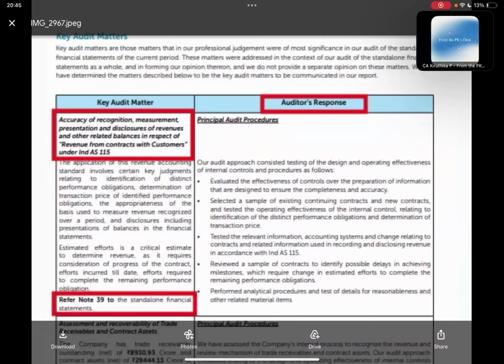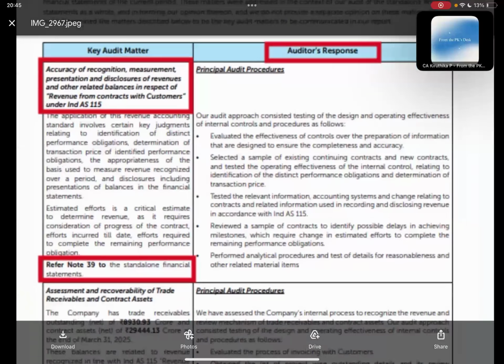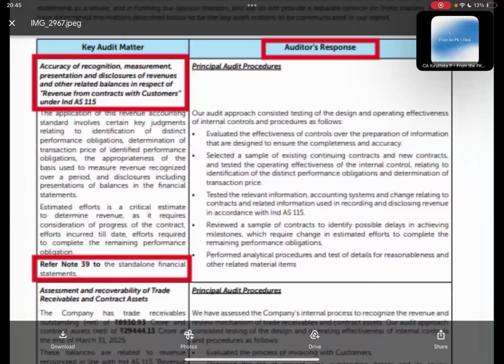Number two, here you can see they are saying that the application of this revenue accounting standard involves certain key judgments relating to certain accounting provisions which are included in the presentation of balances in the financial statements, and estimated efforts, a critical estimate to determine revenue, as it requires consideration of progress of the contract, efforts incurred till date, and efforts required to complete the remaining performance obligation. So what we are saying here is why this matter is considered a key audit matter. We are explaining that this revenue accounting standard involves key judgments, and hence this has been considered a key audit matter.